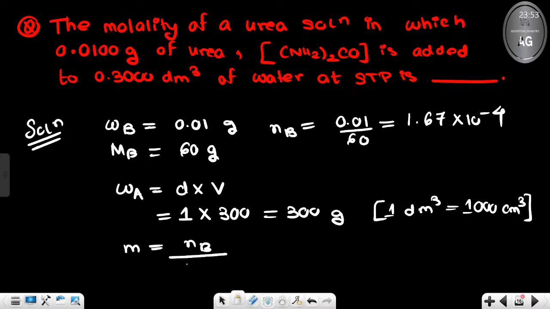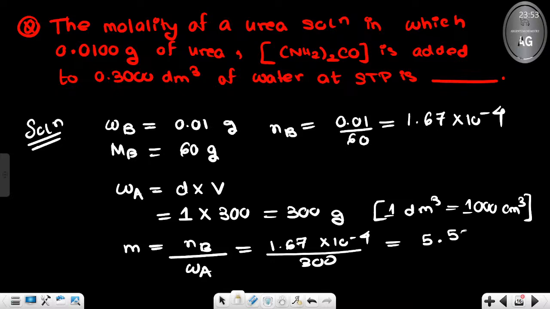So molality equals number of moles of solute divided by weight of solvent. That is 1.67 into 10 to the power minus 4 divided by 300. It is going to be around how much? It is going to be 5.55 into 10 to the power minus 4.